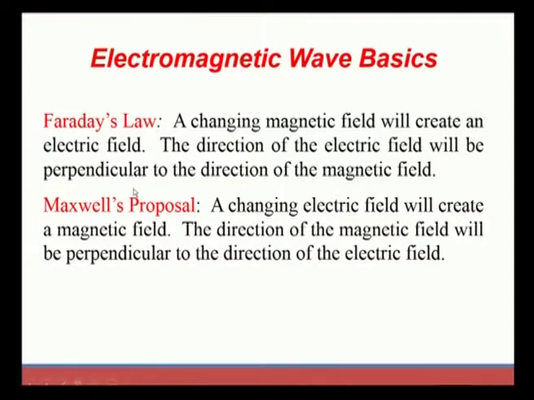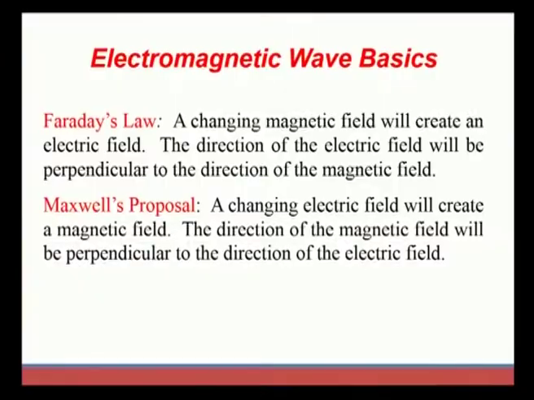And when it comes to Maxwell's proposal, it is quite different: a changing electric field will create a magnetic field. That is the different concept that came with Maxwell's proposal. Based on Faraday's law only, Maxwell proposed that a changing electric field will also create a magnetic field.